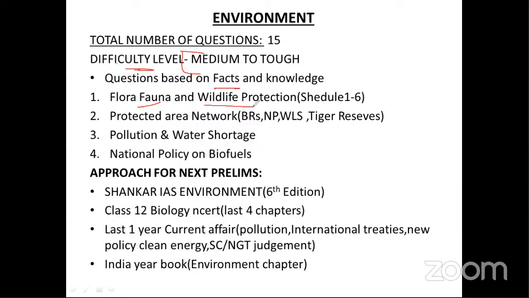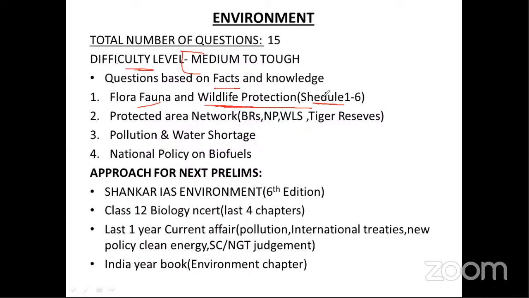And Wildlife Protection Act 1972. It is again a very good clue from UPSC that whatever acts and laws are passed by the government for the protection of biodiversity and national forest, like the Wildlife Protection Act 1972, Environmental Protection Act, Air Protection Act, Water Conservation Act. This information is very important.